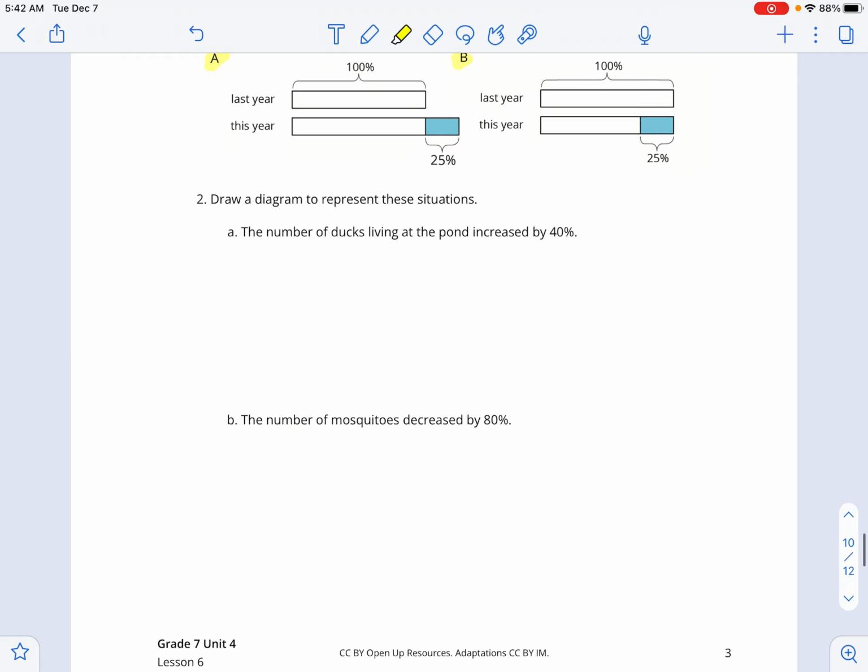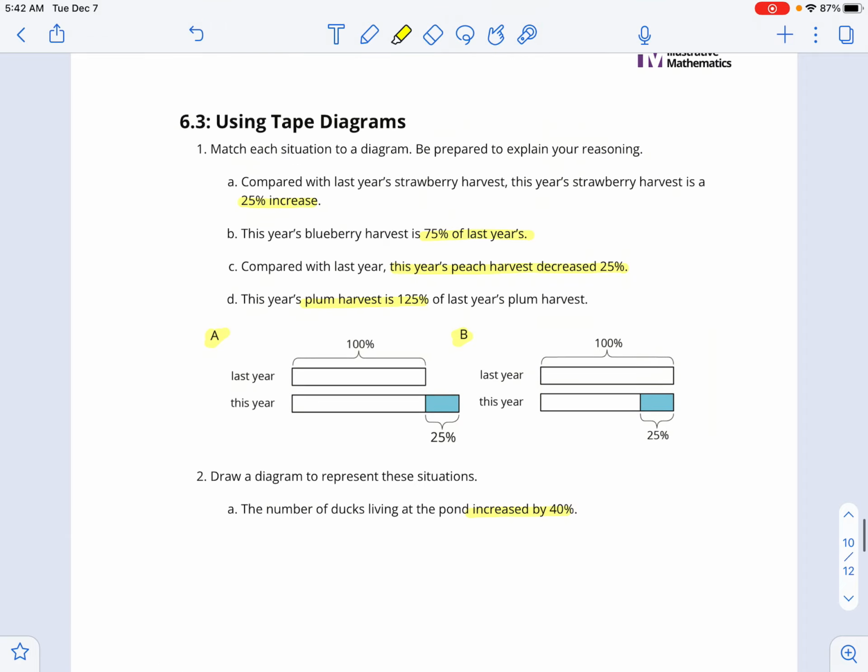In question 2, you need to draw a diagram to represent new situations. A. The number of ducks living at the pond increased by 40%, and B. The number of mosquitoes decreased by 80%. Please pause this video and complete 6.3. You should have tried 6.3 on your own.